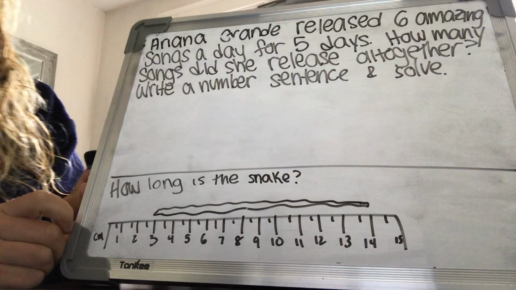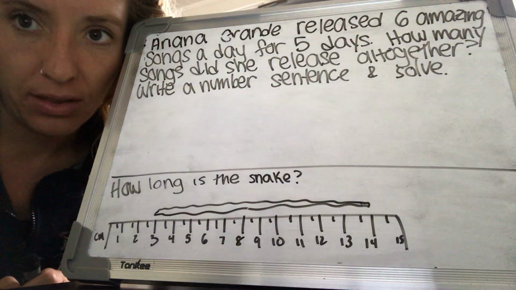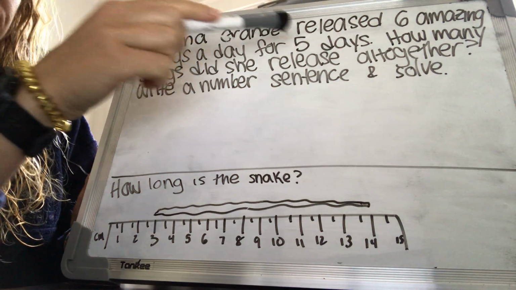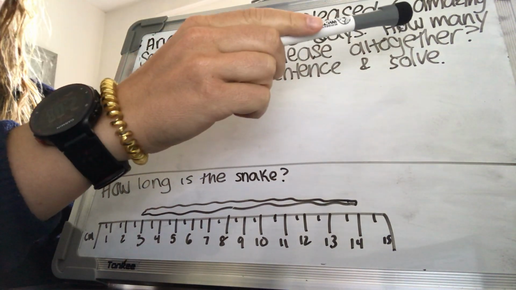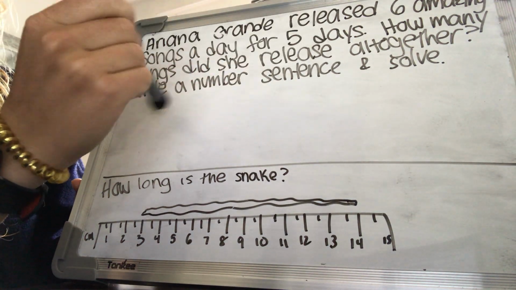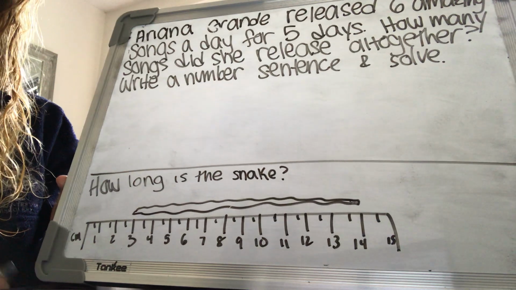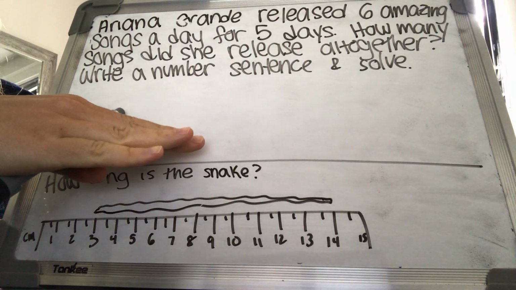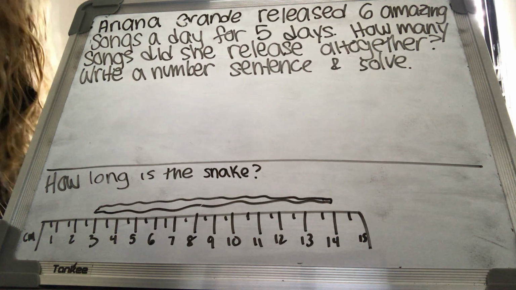This first question says, Ariana Grande, I love Ariana Grande, released 6 amazing songs a day for 5 days. How many songs did she release altogether? Write a number sentence and solve. Take about 2 minutes to solve that first problem. You can ignore the snake on the bottom. Go.